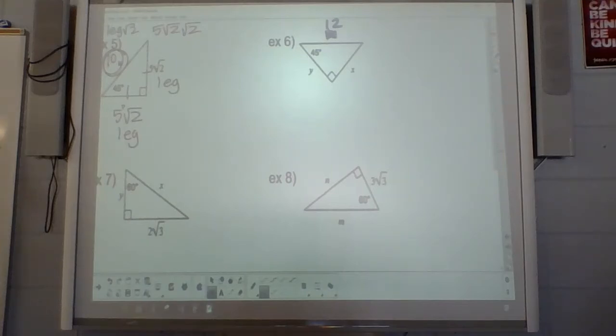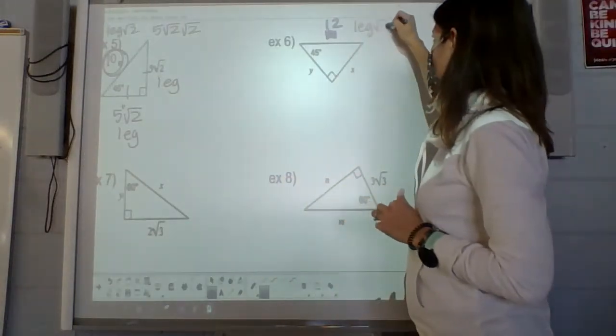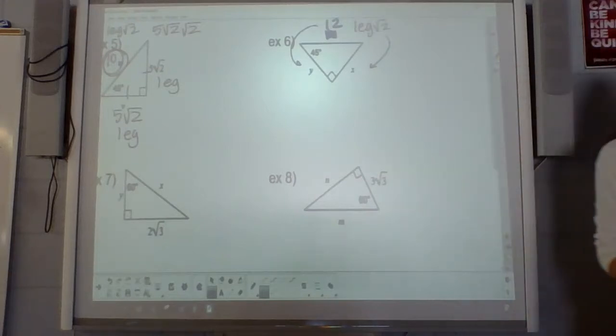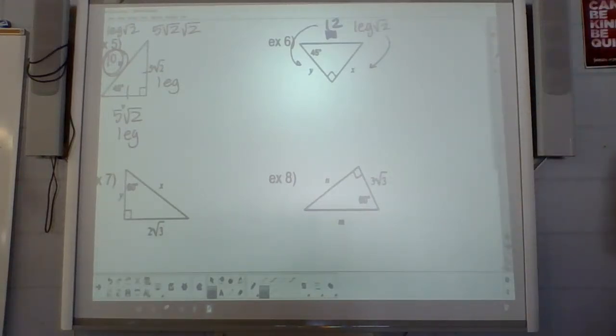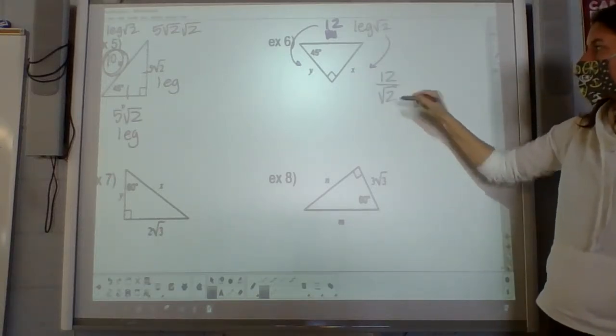Now, in example 6, if I know the hypotenuse, that means I know the leg times the square root of 2. If I want to go backwards, I was multiplying the leg by the square root of 2, so instead I'm going to divide by the square root of 2. So I'm going to take 12 and divide it by the square root of 2.